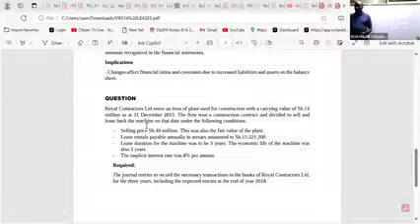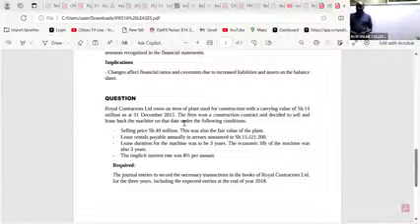We are told the Royal Contractors, we can take a snapshot of this. Royal Contractors Limited owns an item of land used for construction with a carrying value of 14 million as at 31st December 2015. The firm won a construction contract and decided to sell and lease back the machine on that date under the following conditions. The selling price is 40 million. This was also the fair value of the plant.